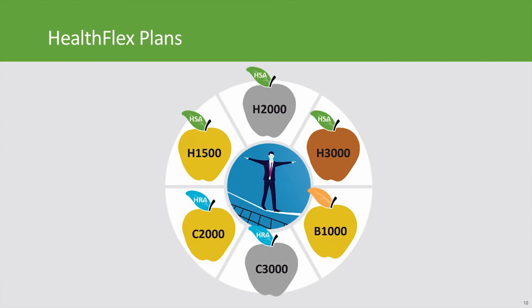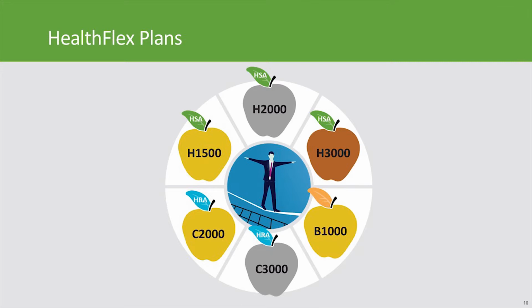The C2000 and C3000 have a blue leaf with the letters HRA. That is a health reimbursement arrangement. That's what the plan comes with. It comes with money for you to use toward deductibles.